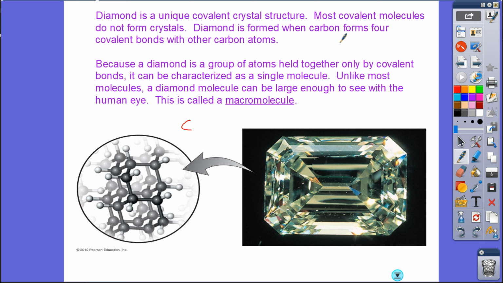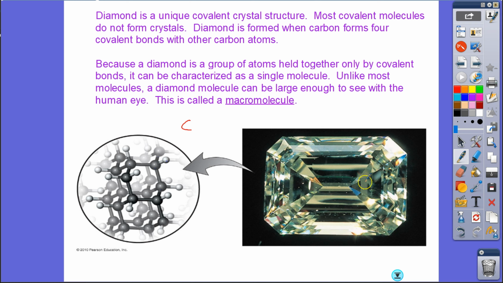A diamond molecule is when carbon forms 4 covalent bonds with other carbon atoms. So you get this chain structure like this, where each carbon is bonded to 4 other carbons, and then that one's bonded to 4 other carbons. So it's very structural, it's a repeating pattern. That's what a crystal is. And this is a single molecule. So this whole thing is one molecule.